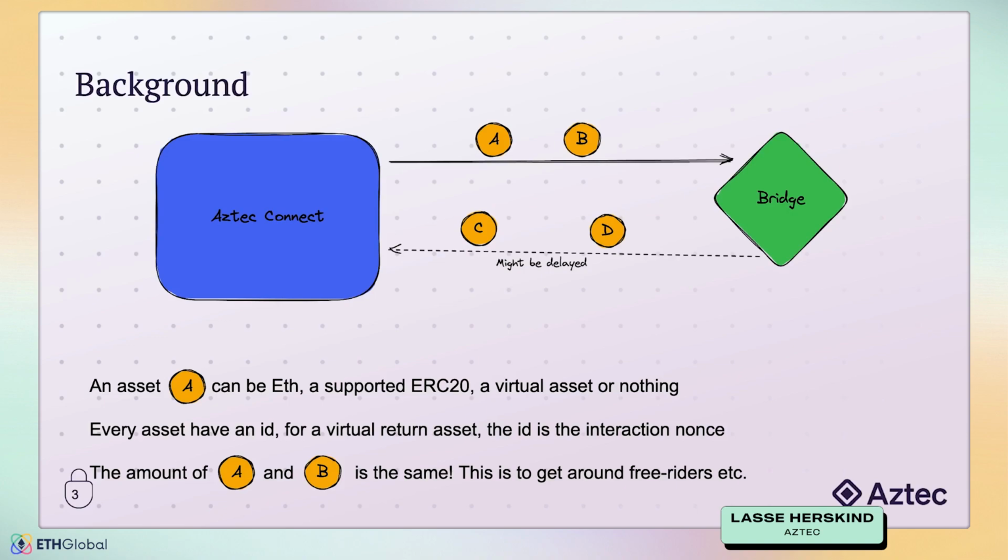So any of these A, B, C, and D assets can be ETH, a supported ERC20, a virtual asset, or nothing. And every one of these assets has a unique ID, where for virtual assets, when you're minting them from the bridge, the ID will be the interaction nonce and a virtual ID offset. Something to be aware of is that the amount of tokens A and B that you're sending to the bridge will be the same value. Meaning that if you're sending ETH and DAI to the bridge, you might run into issues, as you would seldom want to send, say, 1 ETH and 1 DAI. But this is a way to get around some free rider issues that we have if we don't do some of these things. We're looking at getting rid of these, but at the moment this is how it is.